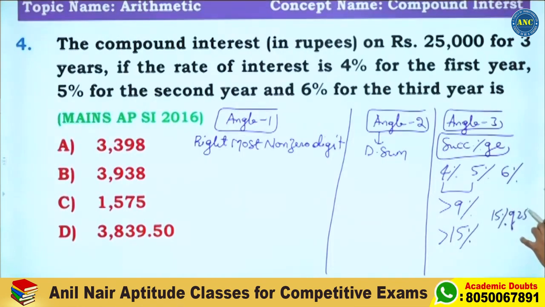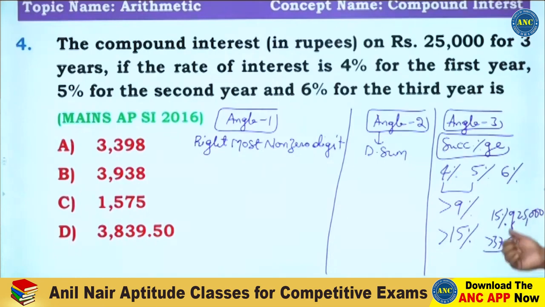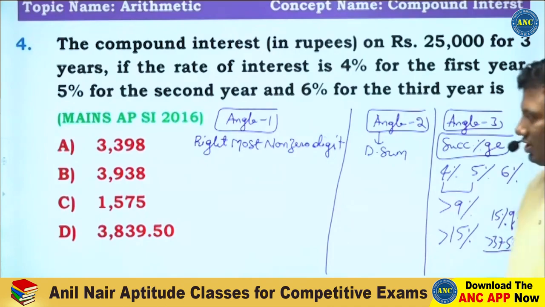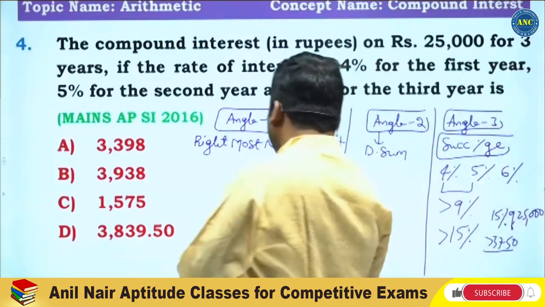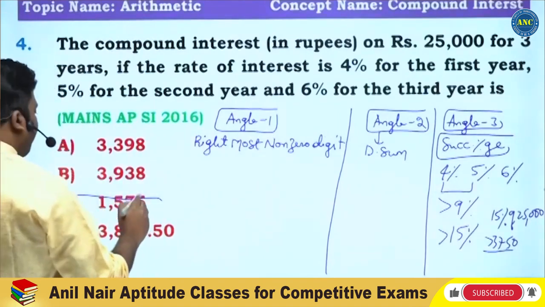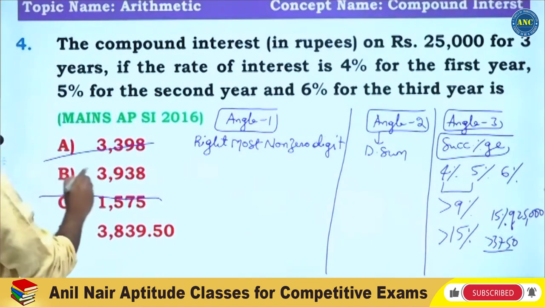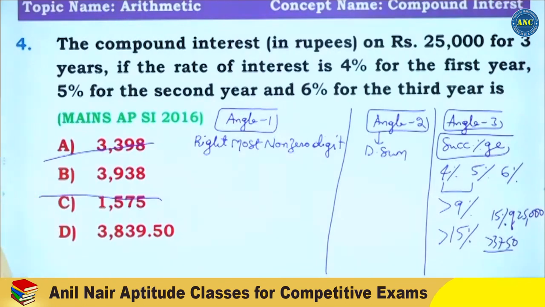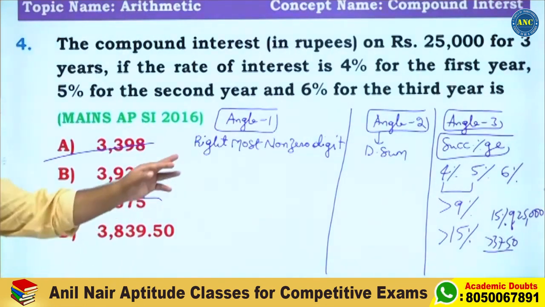15% of 25,000 is 3750. The answer should be greater than 3750, so these options are eliminated. We are stuck between these two, 3938 and 3839.50. I hope it is clear.